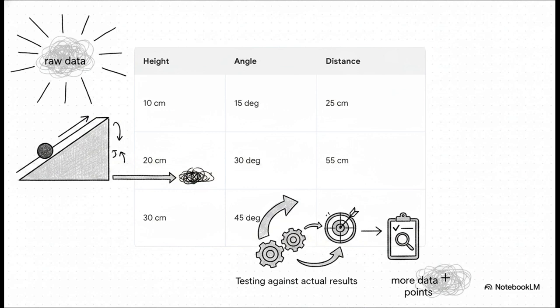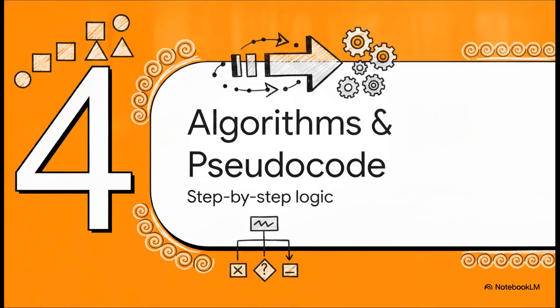By organizing our data like this, we expose these cause and effect relationships, and this allows us to abstract the really important rules and refine our computational models based on actual generated data. We test our predictions against the real results, and we might even realize, hey, we need more data points, like the size and mass of the ball, to make our model perfect. Which brings us to Section 4, algorithms and pseudocode.